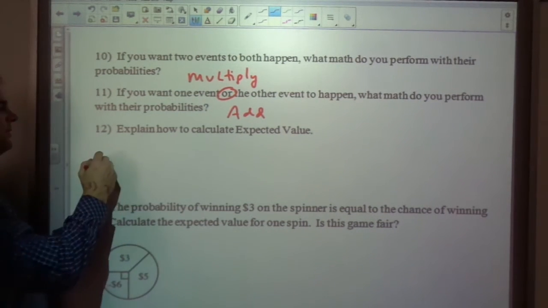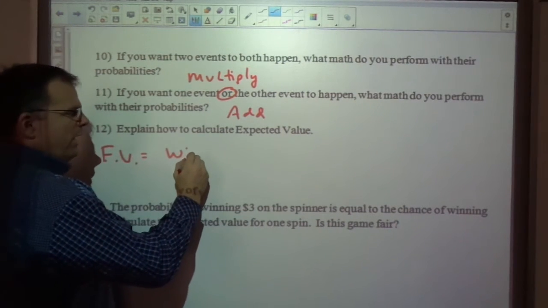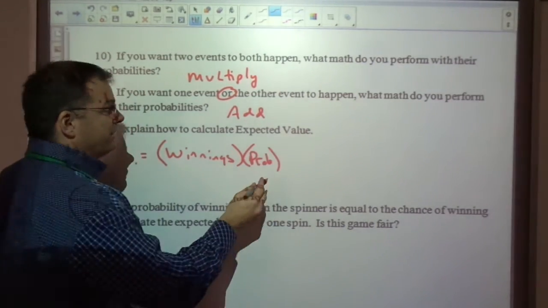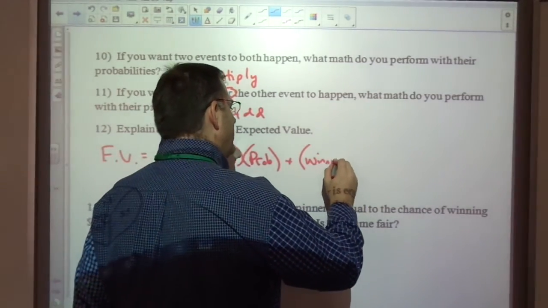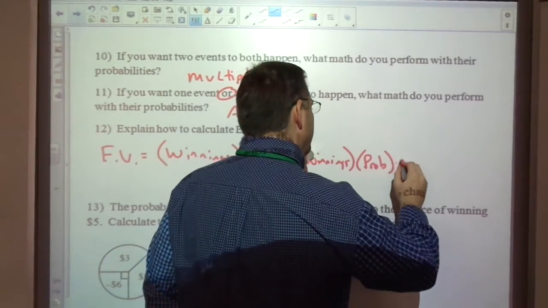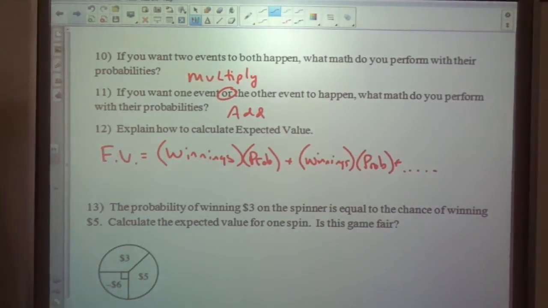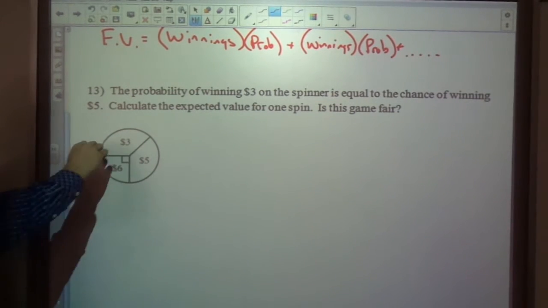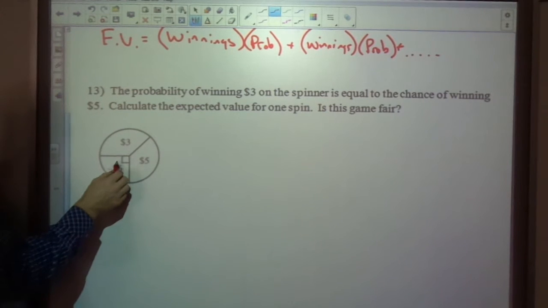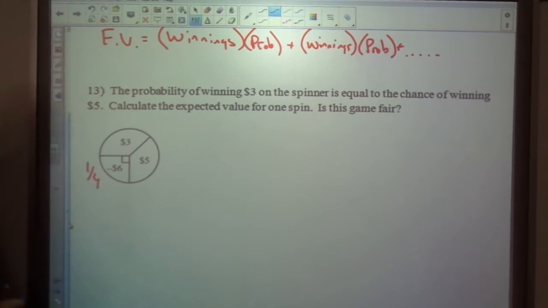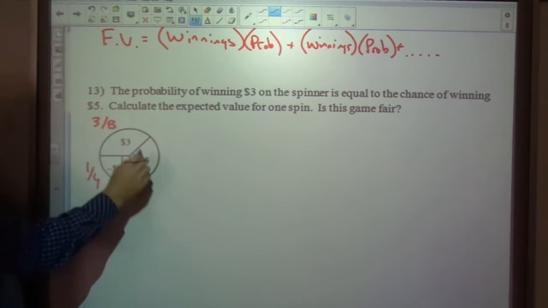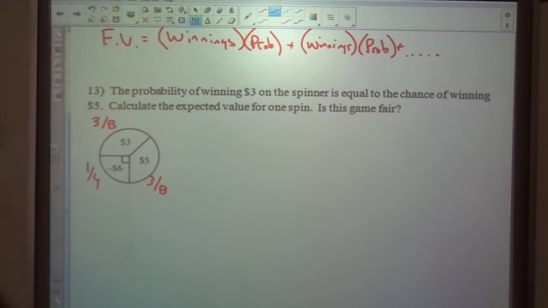Explain how to calculate expected value. Expected value is always your amount of winnings or money or points times the probability that that happens. So we take plus the next amount of winnings times its probability and so on and so forth. All the possible things that could happen times the probabilities that they happen. So in this example, they tell you that these are equally likely. This 90-degree angle tells us that's 90 out of 360, which is 1/4. And if these are left over, these are equal, then I could change that into 2/8, and these are 6/8 left, and I could split that into 3/8 and 3/8. So there are the probabilities of those things happening.